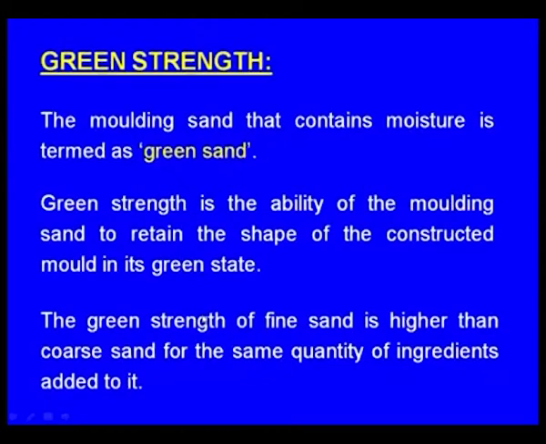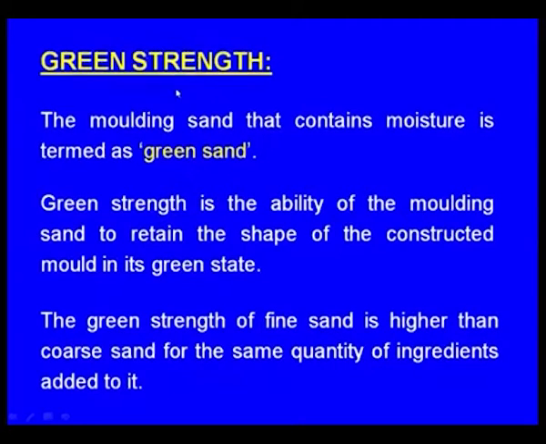Next one, let us see the green strength. First of all, in the previous class we have seen green sand. What is the meaning? Green sand means the moulding sand in which the moisture is present, right. The moulding sand that contains moisture is termed as the green sand. Now, what is this green strength? Green strength is the ability of the moulding sand to retain the shape of the constructed mould in its green state. Means when the moisture is present, it should retain the shape given to it.